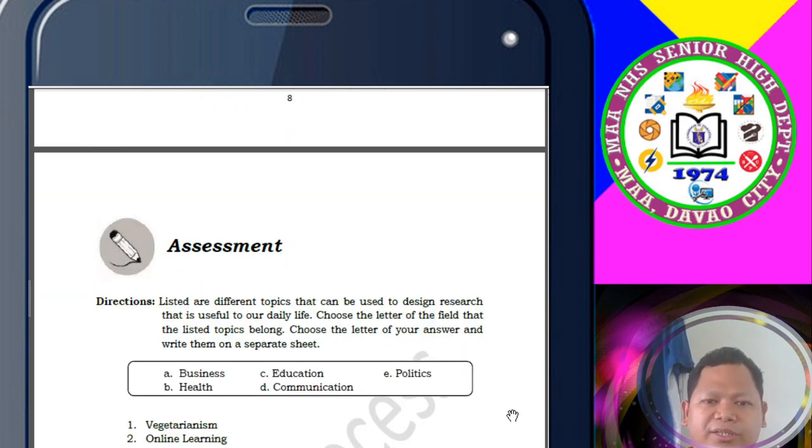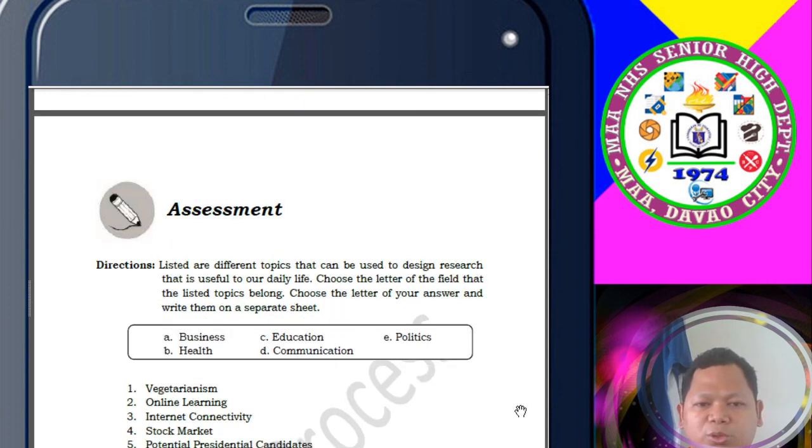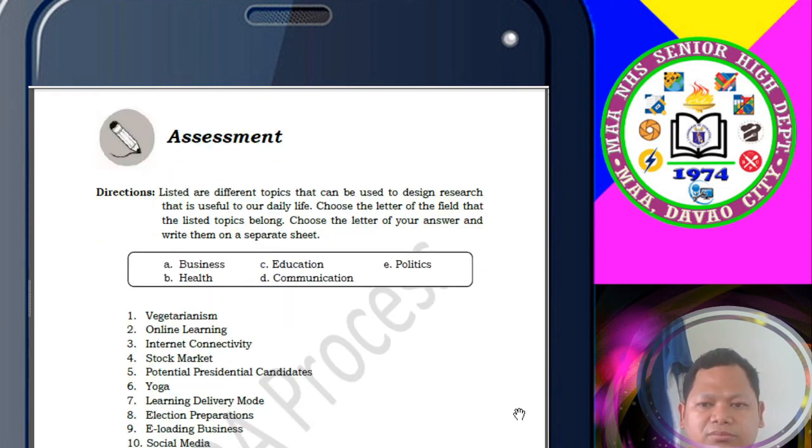Okay, this is our assessment. You answer this. This is your test in this module. Listed are different topics that can be used to design research that is useful to our daily life. Choose the letter of the field that the listed topics belong to. Choose the letter of your answer and write them on a separate sheet.